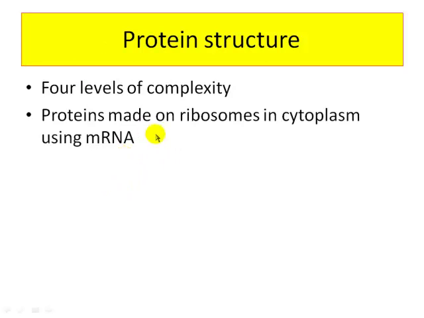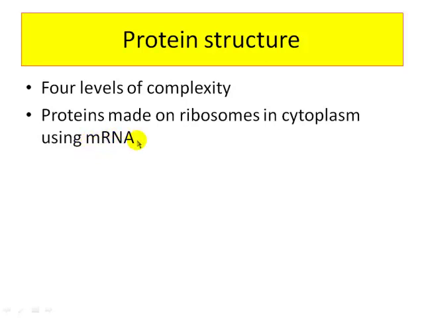Inside of every cell, proteins are made, and inside the cell you've got structures called ribosomes. Now ribosomes are found in the jelly part, the cytoplasm, and they are manufactured using something called mRNA. Now you may have come across DNA, which is deoxyribonucleic acid. Well, RNA is ribonucleic acid, and M stands for messenger ribonucleic acid.